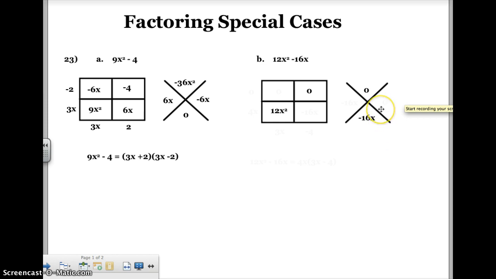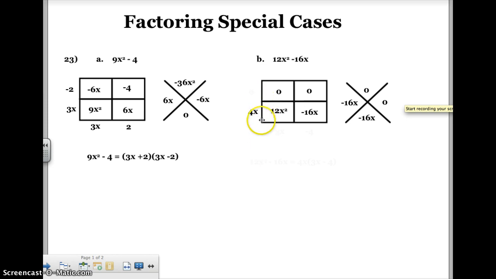So I have to have a product of 0. In order to get a product of 0, one of the numbers has to be 0. And if I have a sum of -16x and one of my add-ins is 0, the other one will have to be -16x. So I'm going to put a -16x in that box, I'll put my 0 up in that box, and then let's factor out the bottom row. I have 12x squared, negative 16x. They both have an x in common, and 12 and 16 have a common factor of 4. So that dimension is going to be 4x.